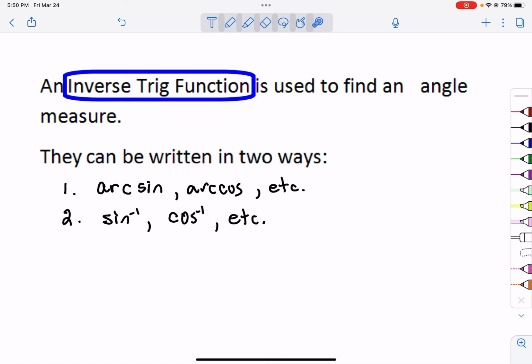You can also put this little -1 notation next to any of our trig functions. They mean exactly the same thing. They say what angle measure gives you that value. So an inverse trig function is used to find an angle measure.